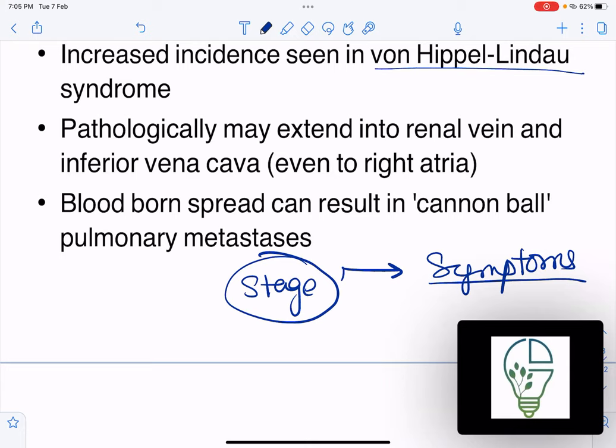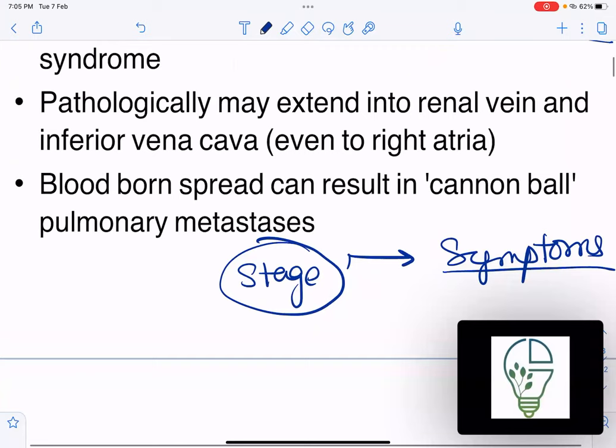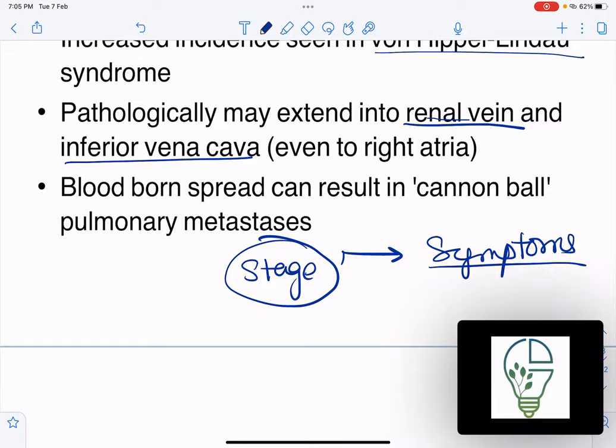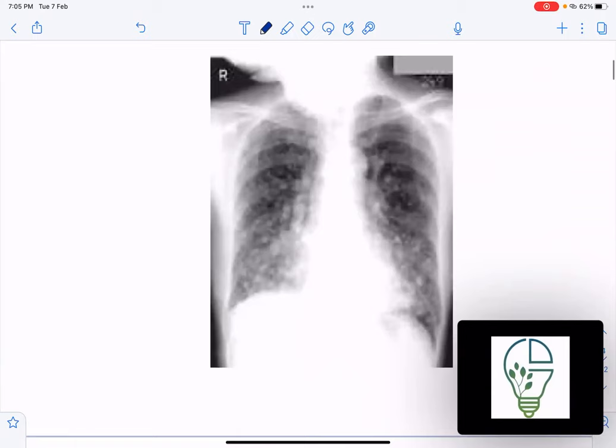So the pathology can go on to invading the renal vein, the inferior vena cava. It can also go up to the lungs. The metastasis can even go through till the brain. And in the lung, they have a very characteristic look, which is called the cannonball image, right?